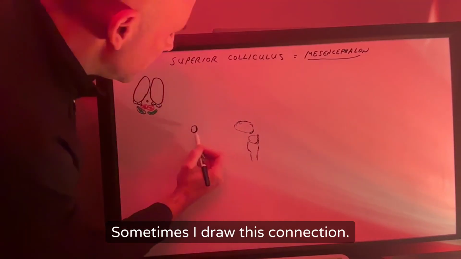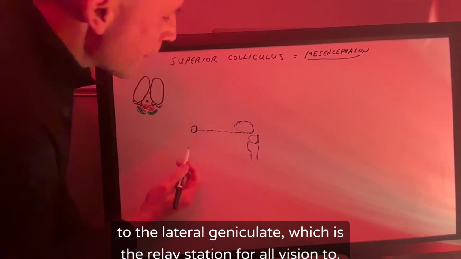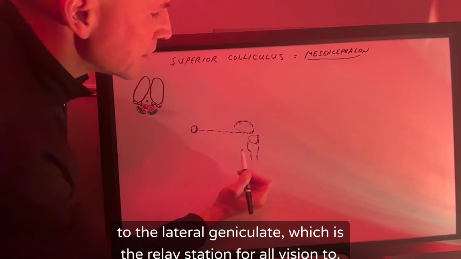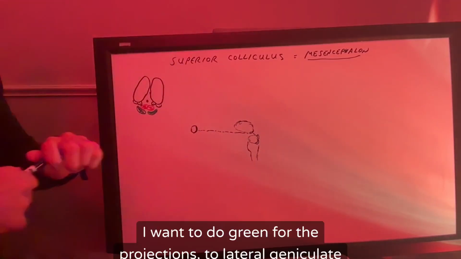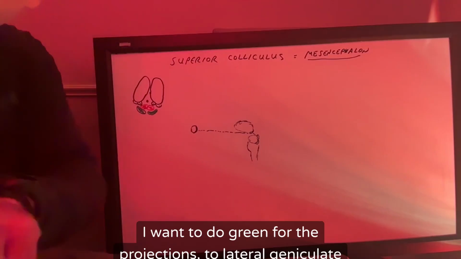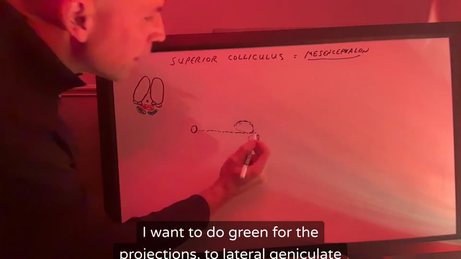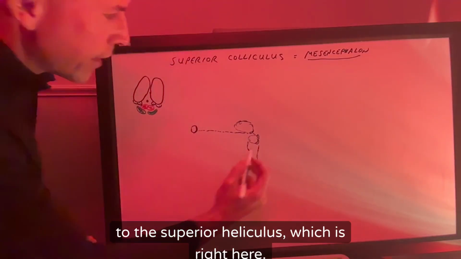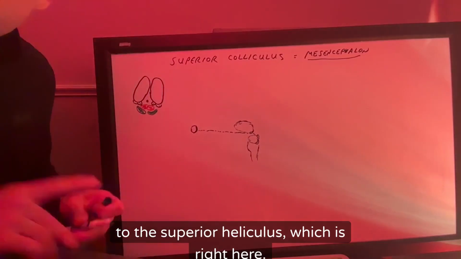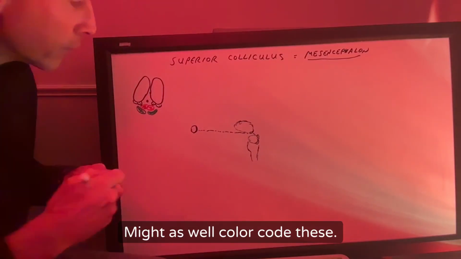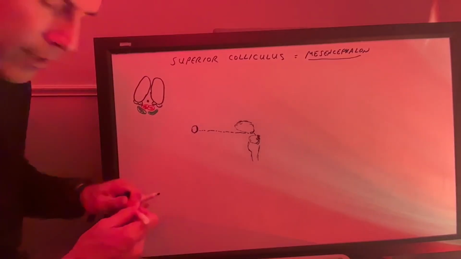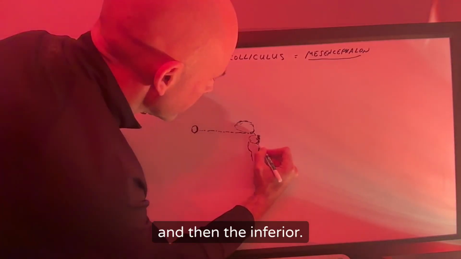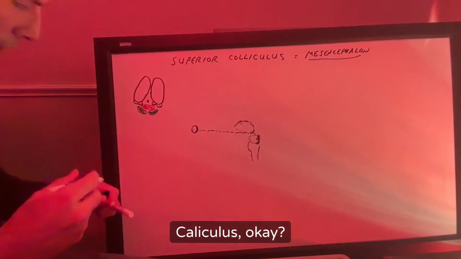Sometimes I draw this connection to the lateral geniculate, which is the relay station for all vision, to, I want to do green for the projections, to lateral geniculate to the superior colliculus, which is right here. Might as well color code these. The red's got black. Is it showing up red? Not really. I gotta work on this. And then the inferior colliculus, okay?